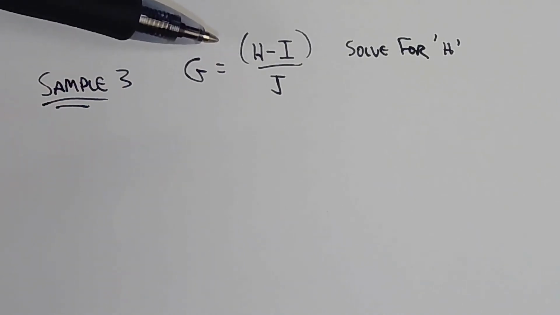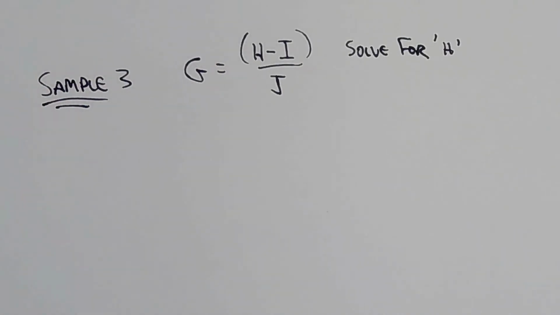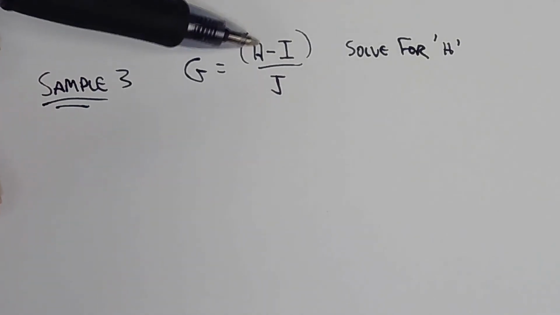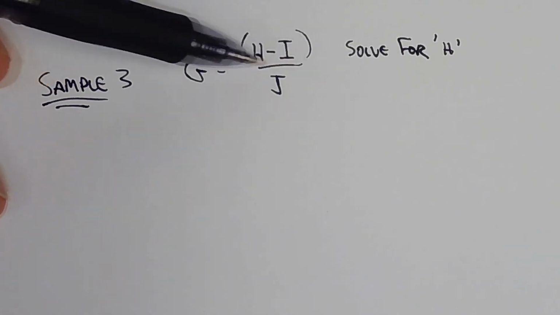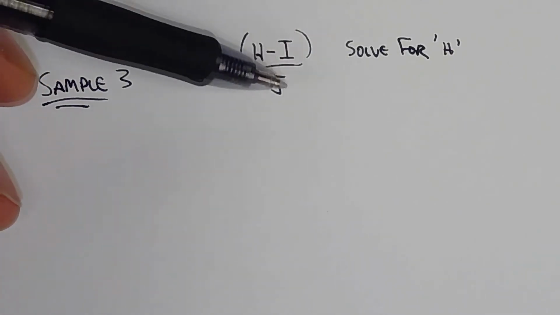Okay, here is where we have to start worrying about the first thing I said: work your way in from the outside. So we are interested in solving for H. Now H has I up here, I put parentheses just to clarify it, and there's a J.